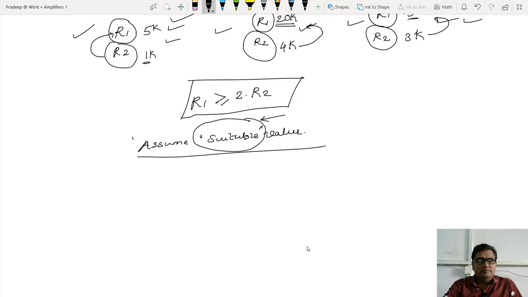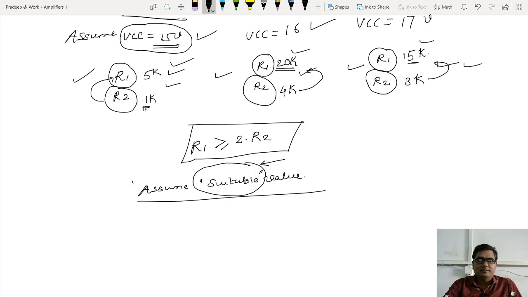So your amplifier will work with R1, R2 as 5k, 1k, no problem. Your amplifier will definitely work properly for R1 equal to 20k, R2 equal to 4k. Also your amplifier will work fine for R1 equal to 15k and R2 equal to 3k. Got the point finally? Because the value doesn't matter, the proportion of the values matters.